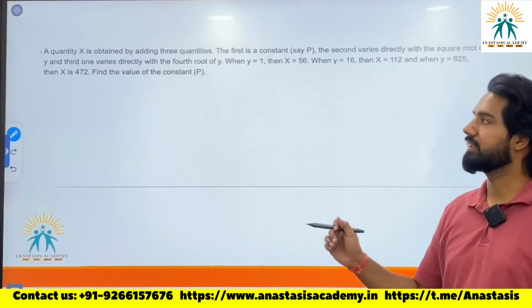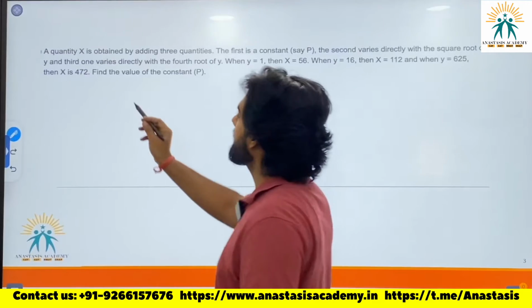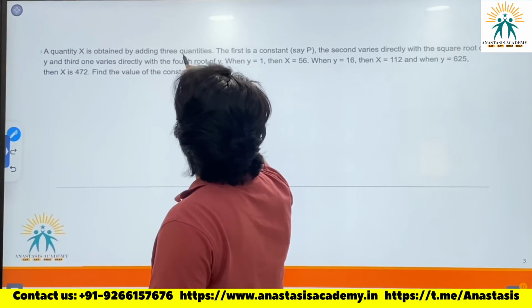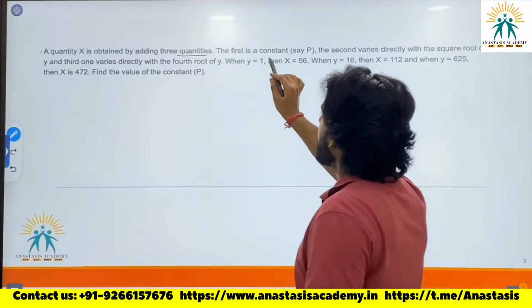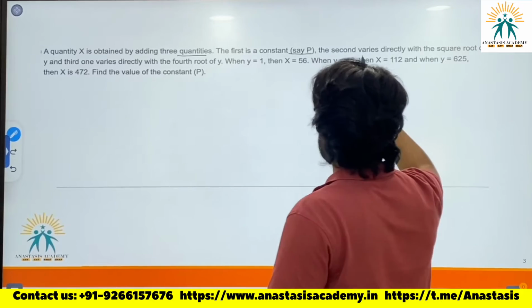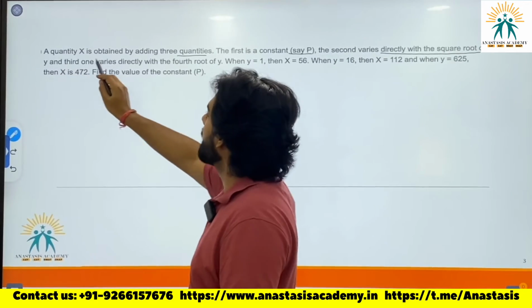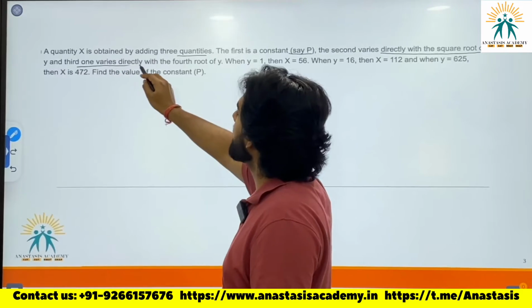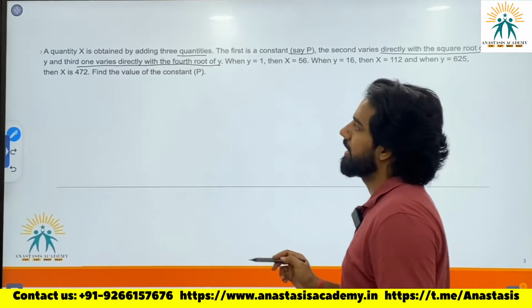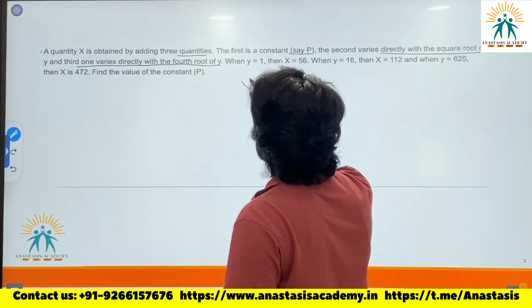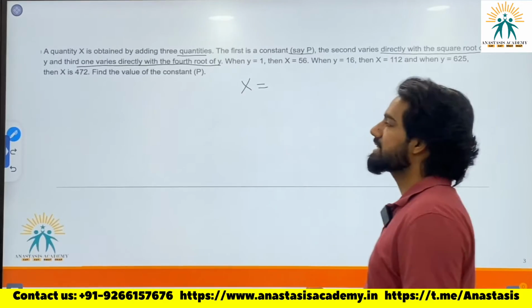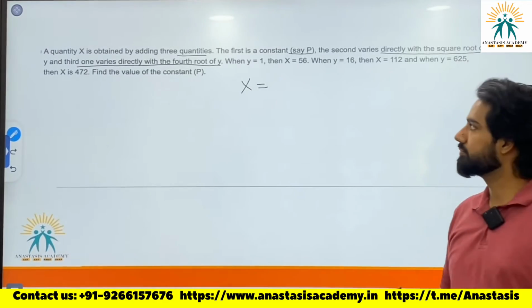Let's solve this question. A quantity x is obtained by adding three quantities. The first is a constant p, the second varies directly with the square root of y, and the third one varies directly with the fourth root of y. So I can write this quantity x as the sum of three quantities.